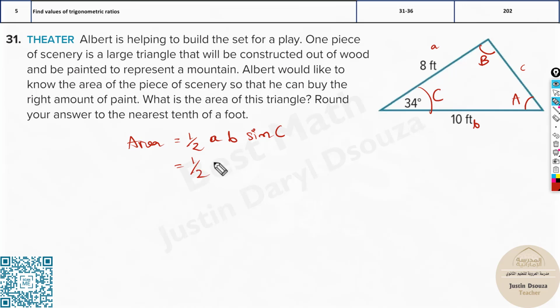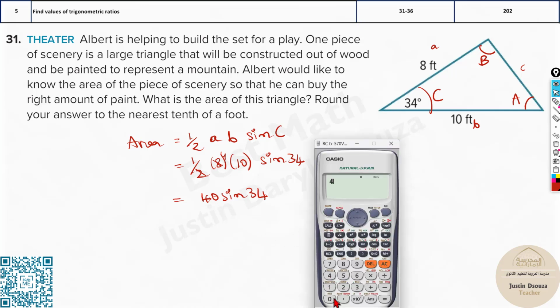Half, 8 multiplied by 10, and we have sine 34 degrees. Now since we have sine, we have to use the calculator here. But still we can solve some of it. This is 4 times 2, 2 times 1, 2 times 4 is 8, and 4 times 10 is 40 sine 34. That will be the area. And now use your calculators here. All we need to do is 40 sine 34 degrees. It's in degrees.